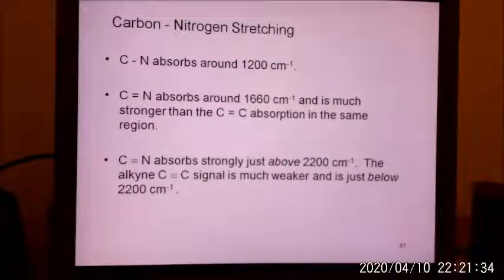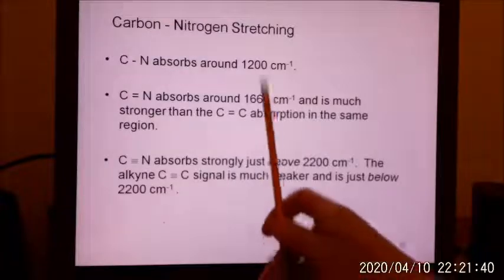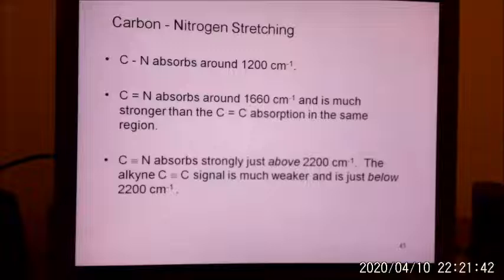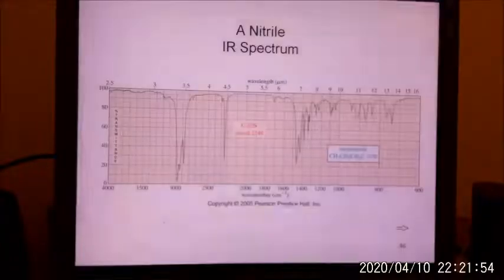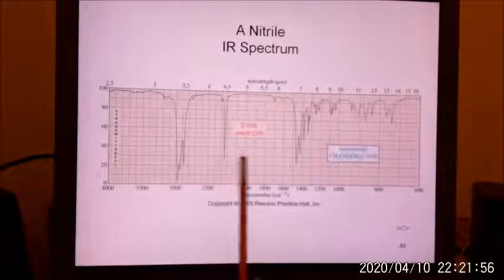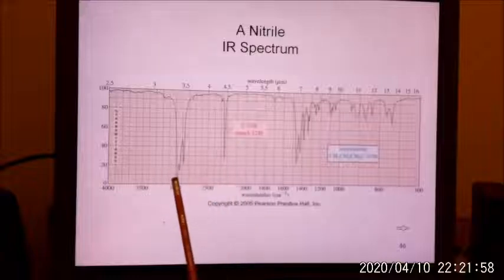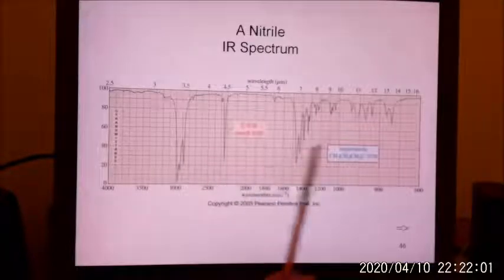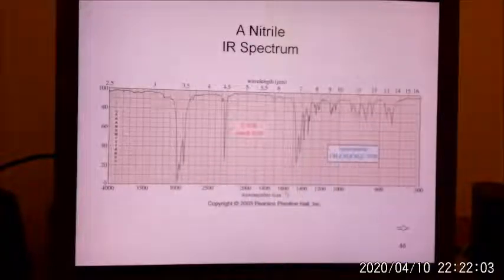So, carbon nitrogen absorbs around 1200. Carbon double bonded to nitrogen around 1660. It's going to be stronger because I have a stronger dipole. And then remember, your nitriles are going to be just above 2200. Alkynes just below 2200. So here's a nitrile. See, 2249, we have just alkyl groups everywhere else.